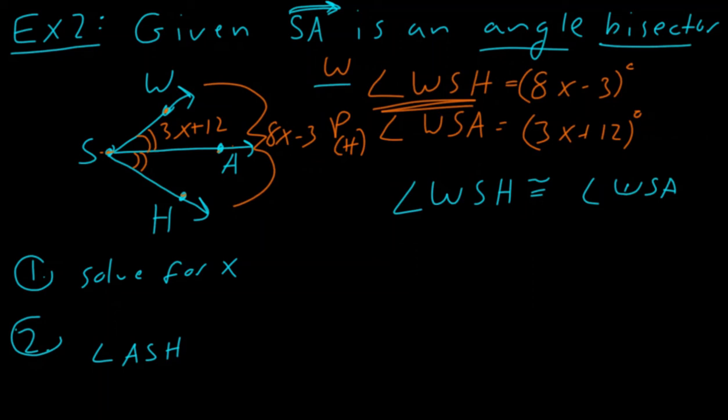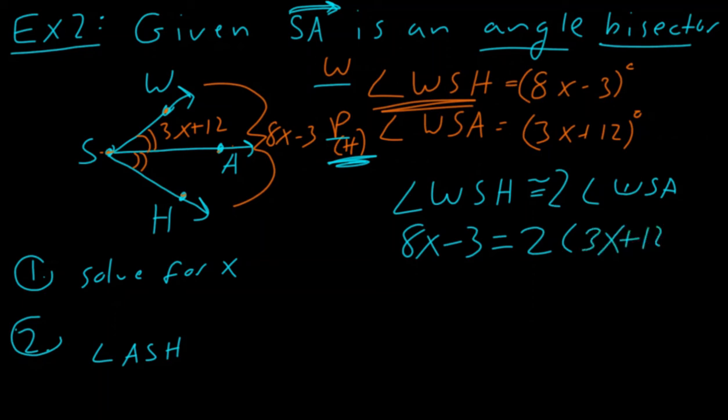The whole is not equal to the part. There's no way these two things are equal. So a great question would be, how many parts or how many halves does it take to make a whole? In this case, it would be 2. So we could literally write the whole thing, 8x minus 3 is equal to 2 times the half, 3x plus 12. Now from here, let's go ahead and solve for x.